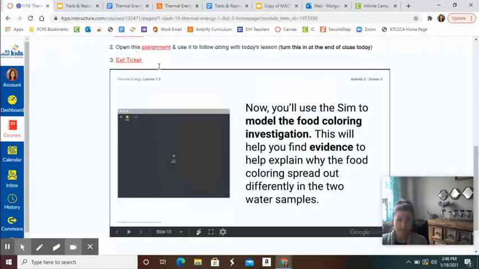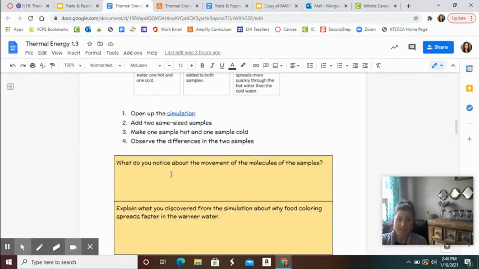And so looking here, the first thing it wanted you to do is obviously make some observations and then write down here what you notice. And I kind of just told you that. What do you notice about the movement in the hot substance? And what do you notice about the movement in the cold substance?